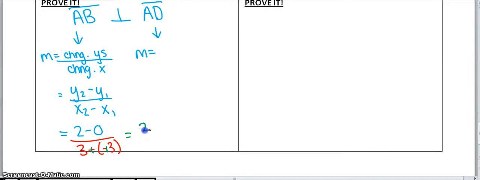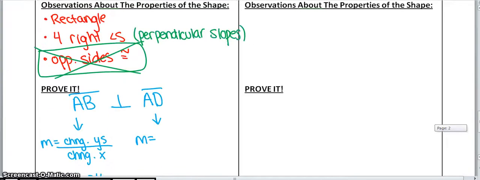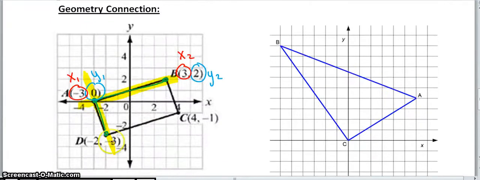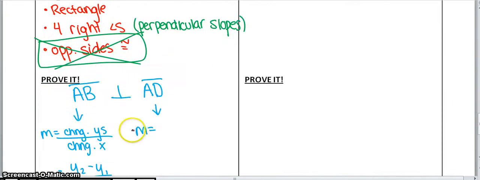So 2 minus 0 is 2. 3 minus negative 3 is actually 3 plus 3, which is 6. You can divide both by 2. And this is actually 1/3. Now, in order to prove those are perpendicular, you need to show that AD has the opposite reciprocal slope. So I'm going to pause the video. What I want you to do is calculate the slope of AD. No cheating and peeking. I want you to practice on your own.